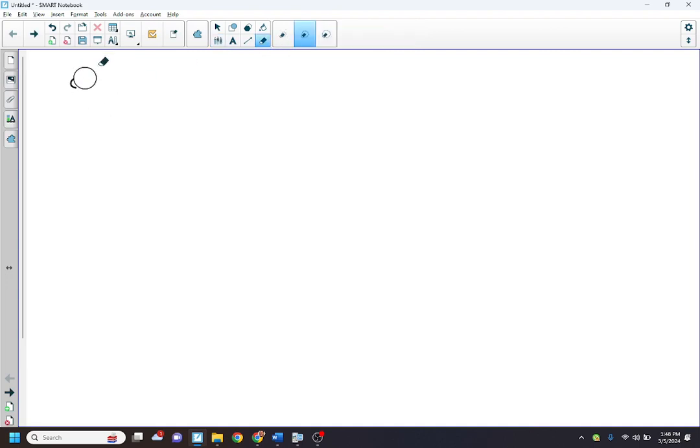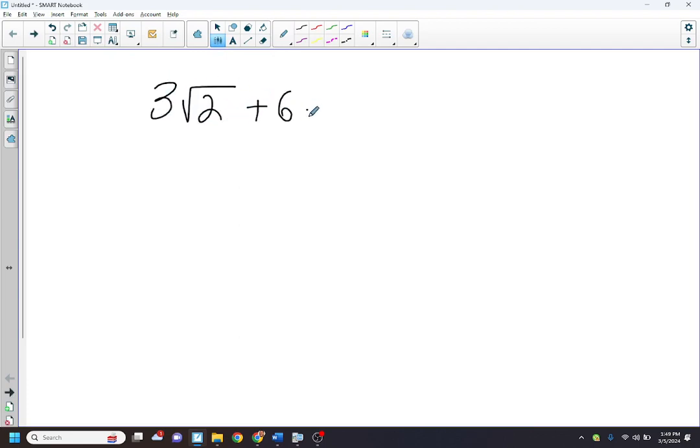And then, so let's talk about what we did. So we did roots and we did i. So just a reminder, it's 3 square root of 2 plus 6 square root of 2. Okay. If they're the same, you can add them together. So 9 root 2.